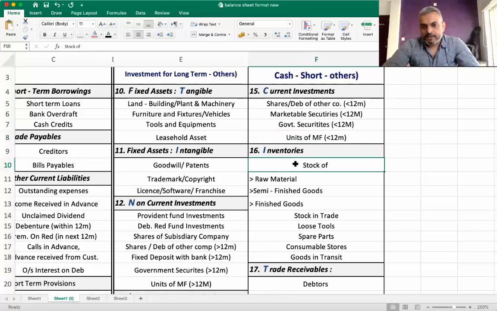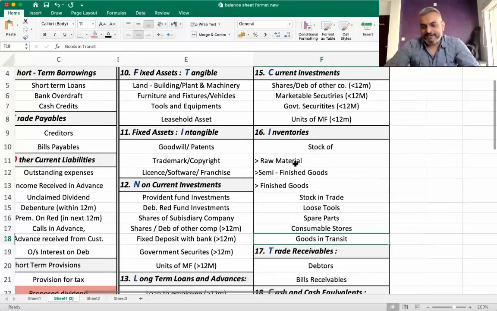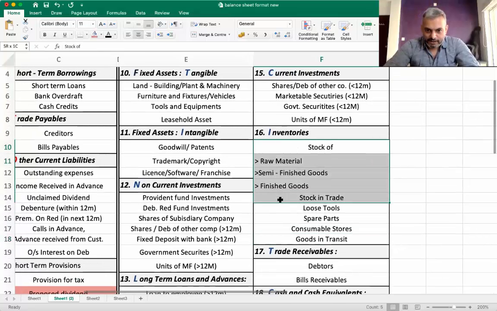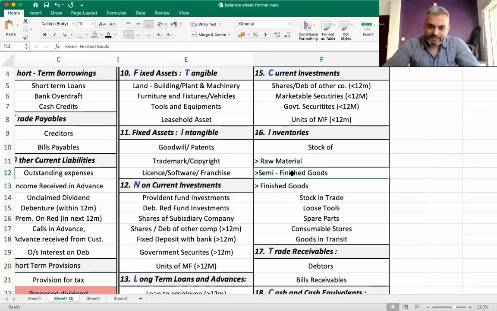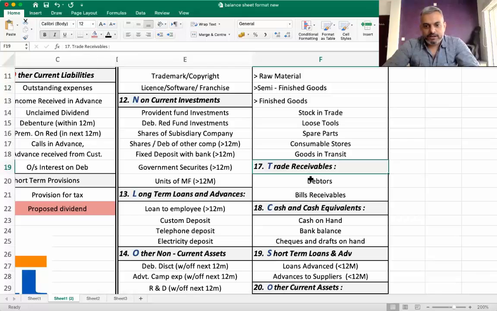Then inventories. Now inventories is interesting. Inventories means our stock of what? Raw material, semi-finished goods, finished goods, stock in trade, loose tool, spare part, consumable, goods in transit. So this is inventory. Okay. Semi-finished goods is basically work in progress. Then trade receivable, debtor and bill receivable.